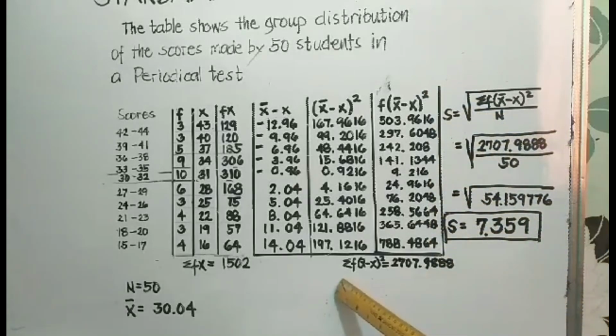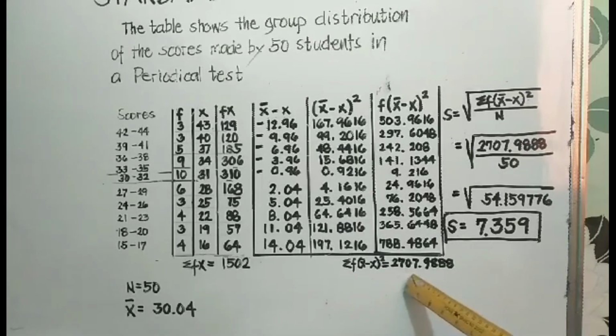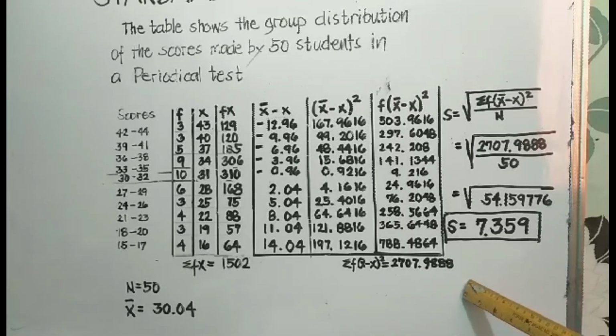Dito i-add natin itong nasa column na ito. Ito yung tinatawag nating summation of f d squared. Ang total niya ay 2,707.9888. Ngayon igagamitin na natin siya sa ating formula.